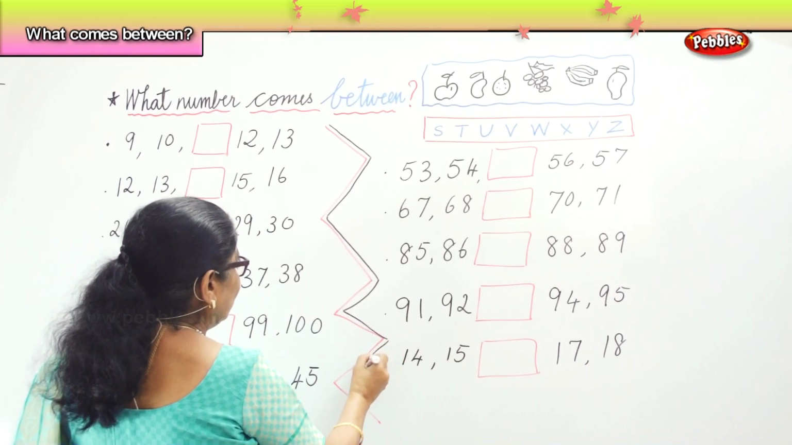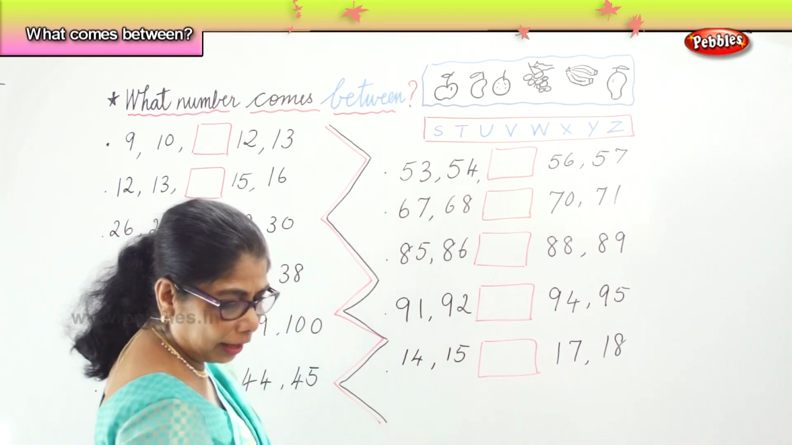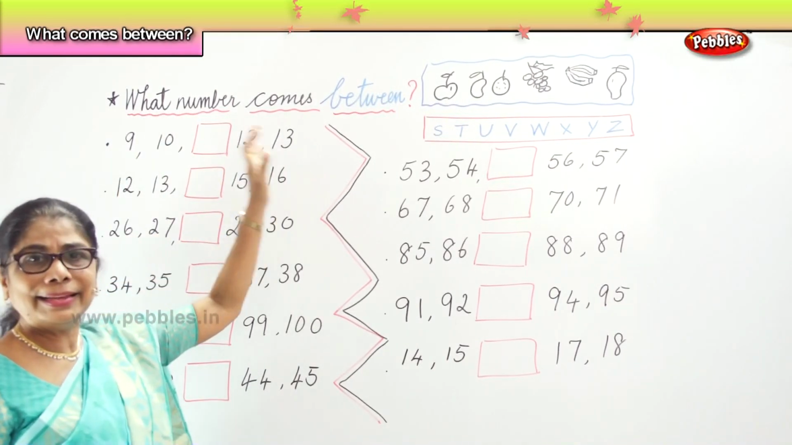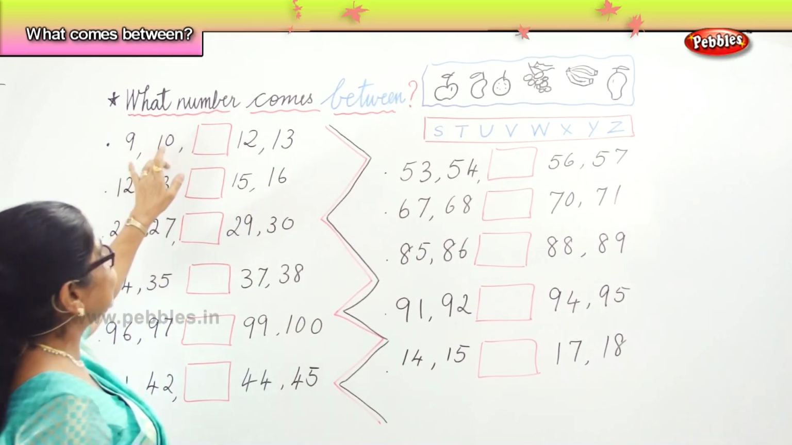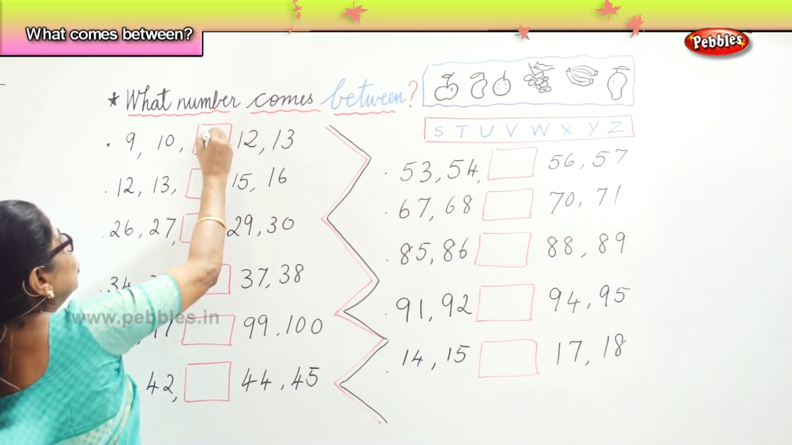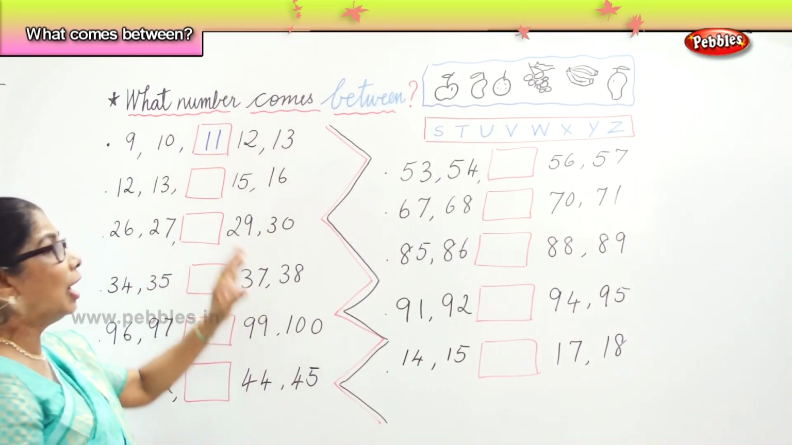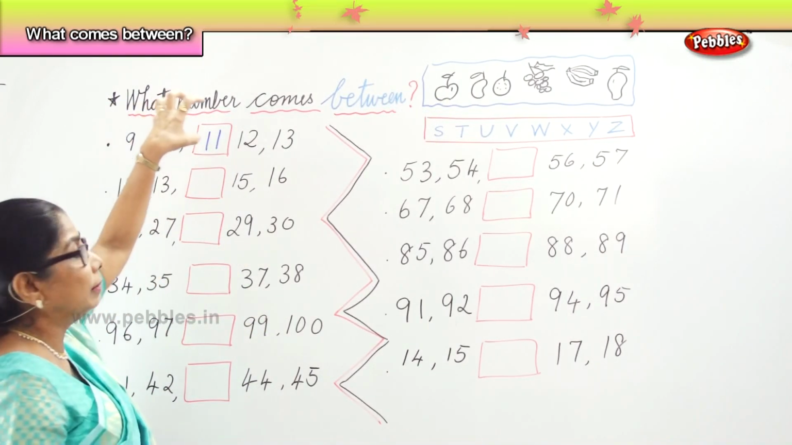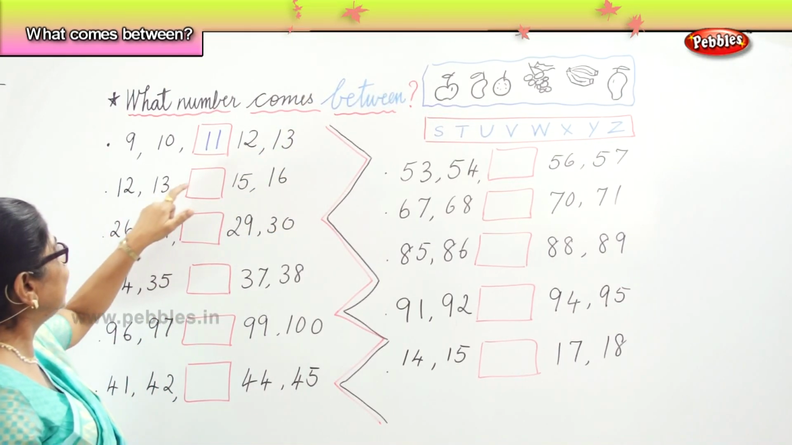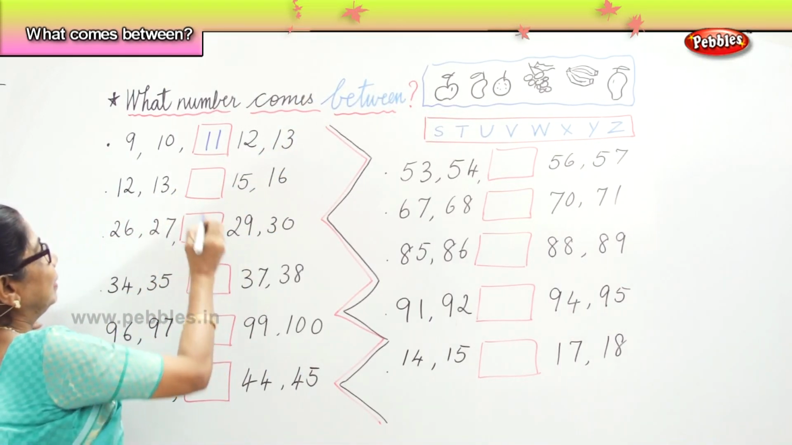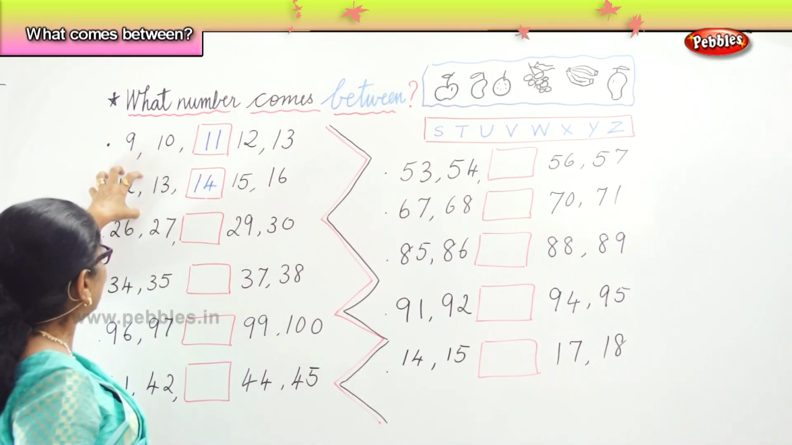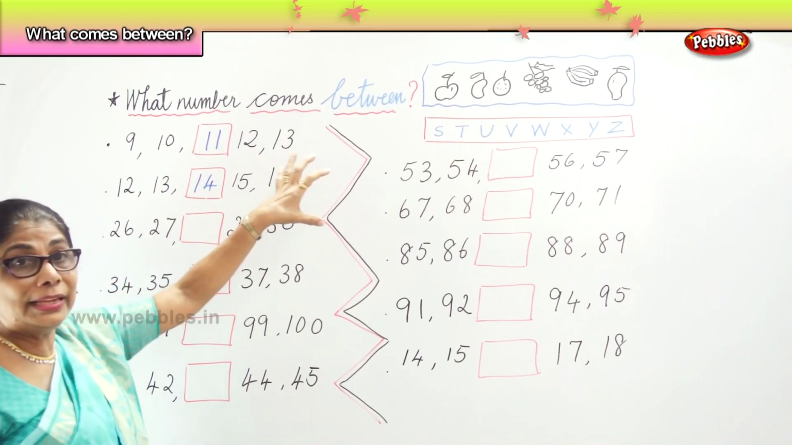Okay, now let's begin with the first one we have. What number is there? 9, 10, blank, 12, 13. 9, 10. Number sequence? 9, 10, 11. Very good. Now count and say 9, 10, 11, 12, 13. Now 12, 13, blank, 15, 16. What's the number? 14. 12, 13, 14, 15, 16.